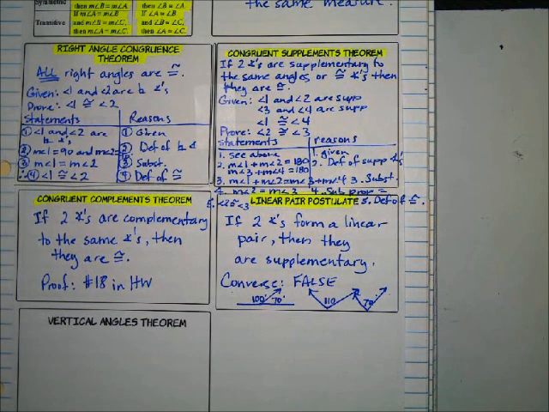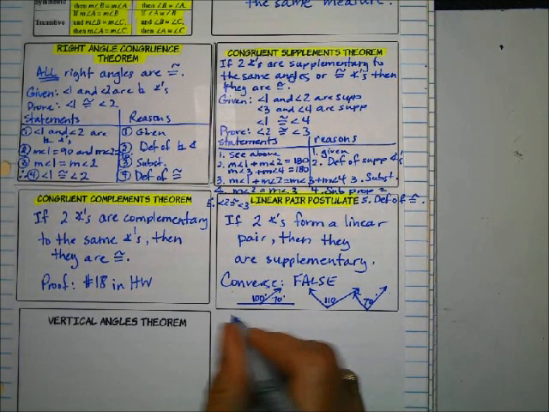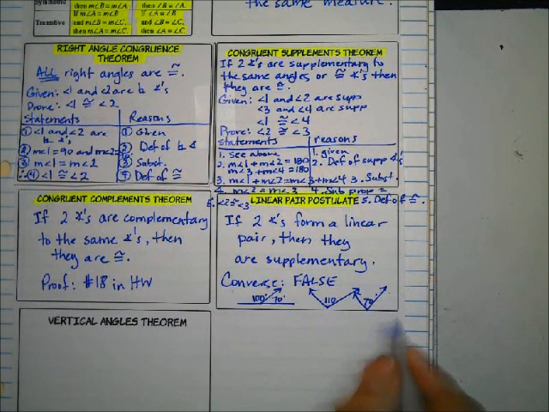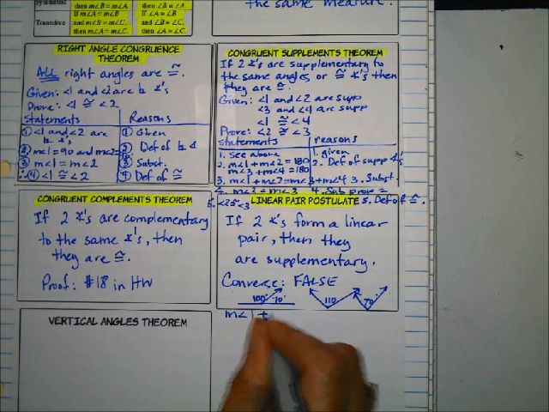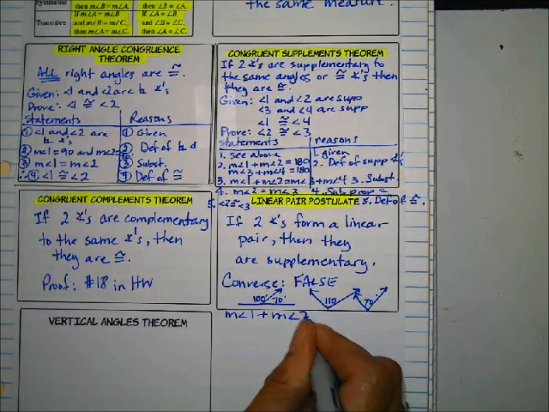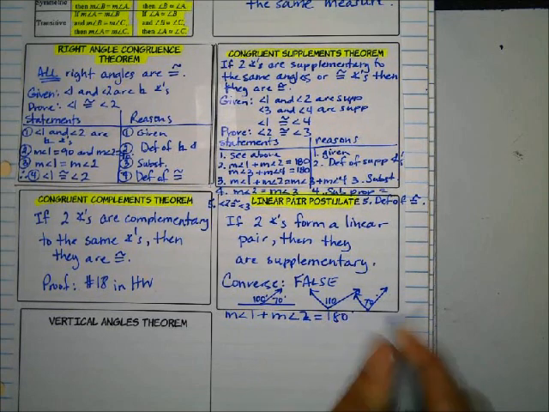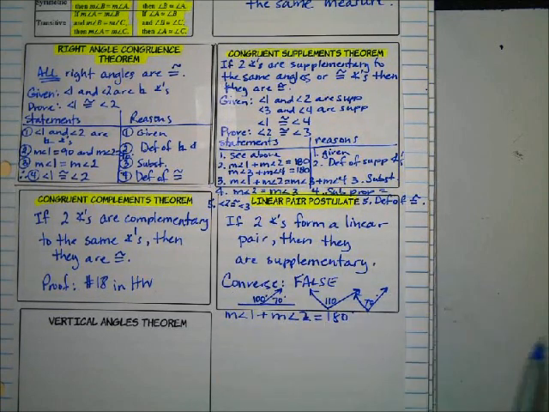So just keep that in mind. But if we ever do have a linear pair, it's kind of nice that you can go ahead and say that they're supplementary. So in other words, you can go ahead and say that the measure of angle 1 plus the measure of angle 2 is equal to 180, thanks to the linear pair postulate. All right? Okay, the next one is the vertical angles theorem.